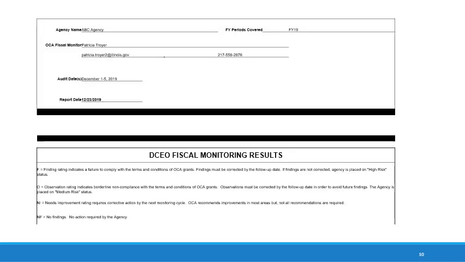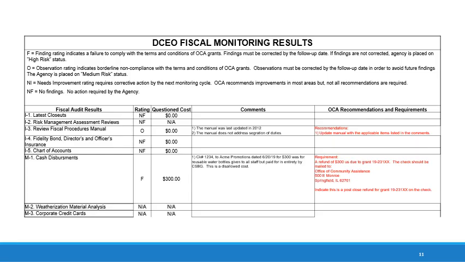This is an example of an OCA fiscal monitoring report. Here you'll find the definitions of finding, observation, needs improvement, or no finding. The next page is going to show you the details of what the report looks like. Each area that we examined is here on the left-hand column. Your rating is in the next column. If there's any question or disallowable cost, it will be listed in this column. Then OCA comments, and then OCA recommendations and requirements.